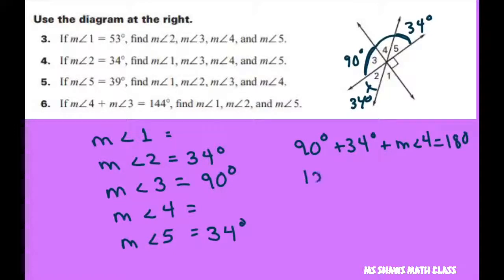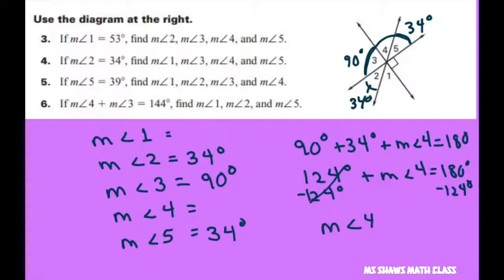This is going to equal 124 degrees plus the measure of angle 4 equals 180 degrees. So you're going to take 180 minus 124, subtracting from both sides, and you get the measure of angle 4 equals 56 degrees. So if this is 56 degrees, then the vertical angle theorem says angle 1 is 56 degrees.